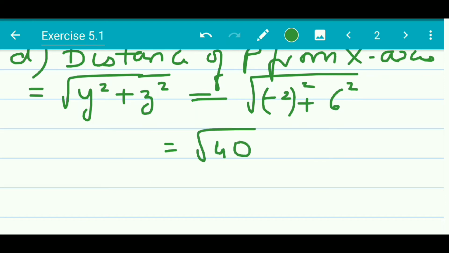You can even simplify it and write it as 2 root 10, because 40 means 4 tens are. So 4 comes out of the root sign, it becomes 2. So the answer can be 2 root 10. That way it can be written actually. It's better to write that.